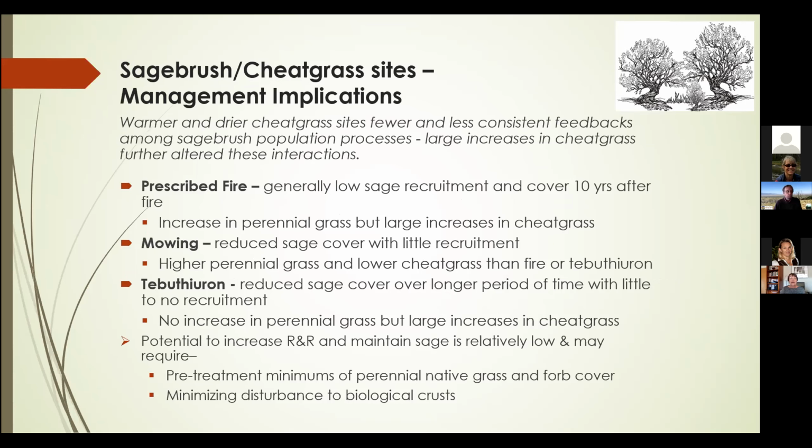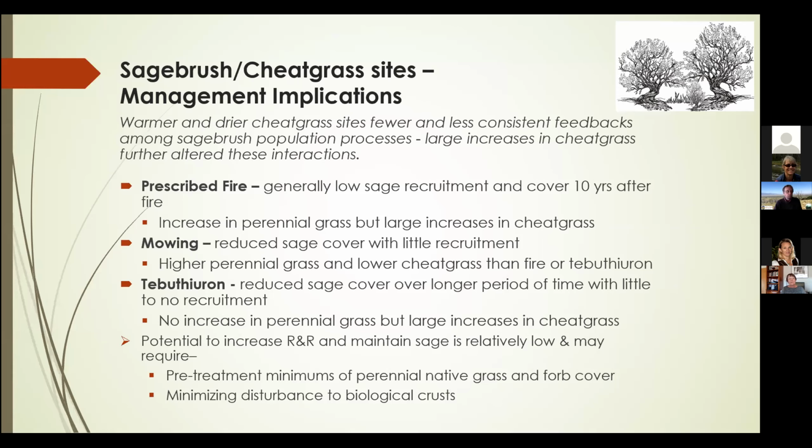If we look next at those sage cheat sites, these warmer and drier sites had fewer and less consistent feedbacks among those sagebrush population processes, and the large increases in cheatgrass that we saw on many of these sites probably further altered these interactions. In terms of the prescribed fire treatment, we had generally low sagebrush recruitment and cover even 10 years after fire, and we saw an increase in perennial grasses, but that was accompanied by large increases in cheatgrass. Mowing reduced sage cover, again with little recruitment.